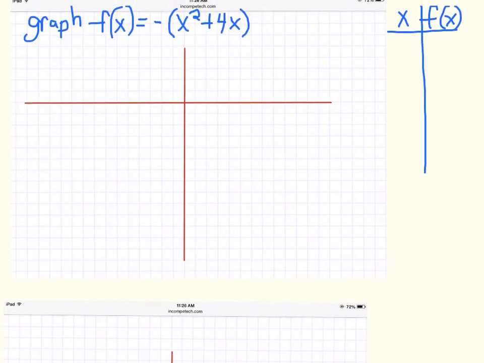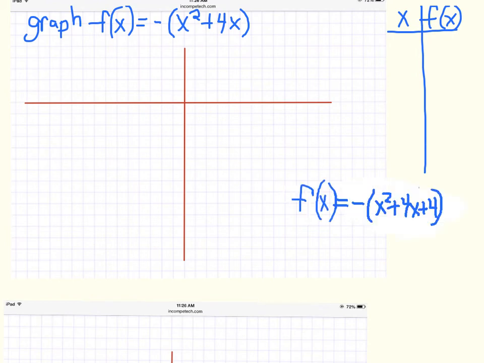So I've got f of x equals negative. Now I've got to complete the square here, so I've got to take half of 4 and square it. So half of 4 is 2, and I square it, which is plus 4. Let me erase that and move this over. Now here's the tricky part.